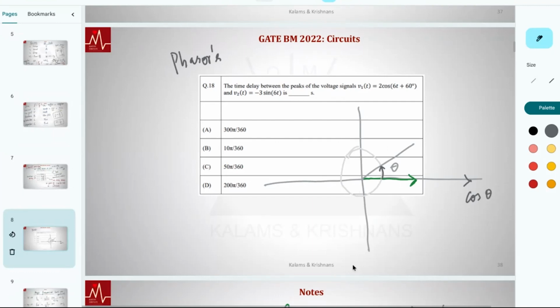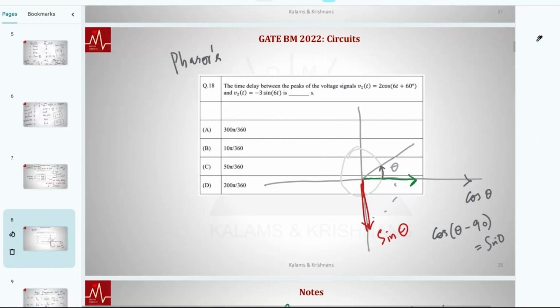Where is sin theta here? Cos of theta minus 90 happens to be sin theta. That is, if you backtrack from cos, you end up with sin. This happens to be sin theta. Sin theta is at this point in the circle. Cos theta is at that point in the circle. This is known as a phasor representation. Phasor. So now what is given as 2 cos(60t + 60 degrees). Let's plot that one.